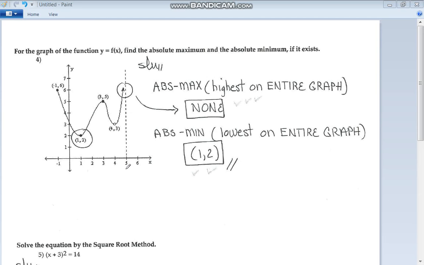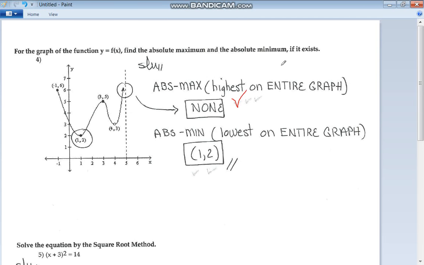So let's find the absolute max. That would be the highest point on the entire graph. Well, it looks like I would have guessed maybe negative 1, 6, but no, it's not high enough because there's an arrow here indicating very clearly that we have a higher value, infinitely high value. There is no highest value because it continues going upward. Therefore, the answer for the absolute max is none.